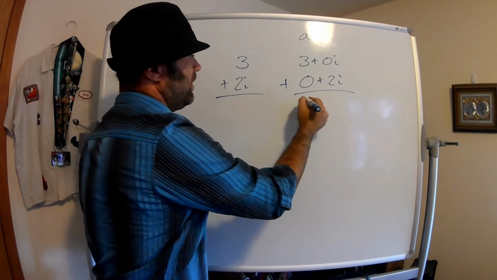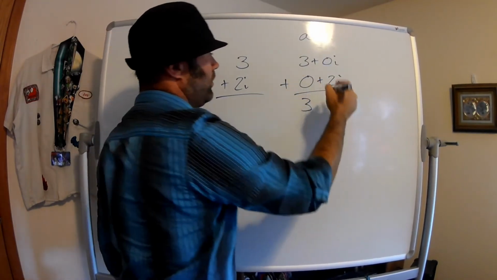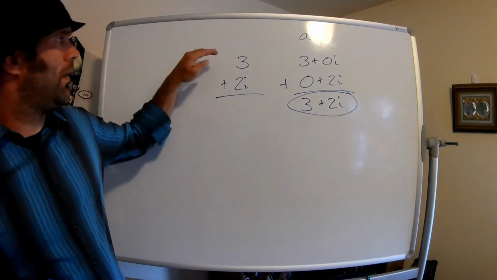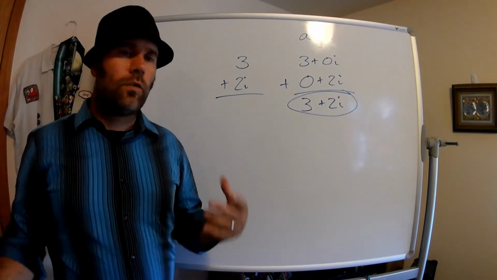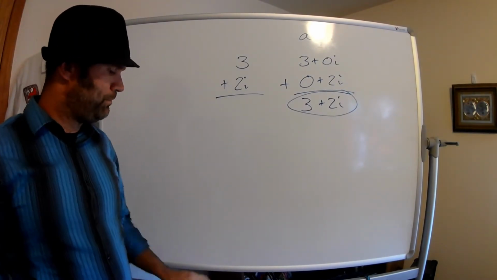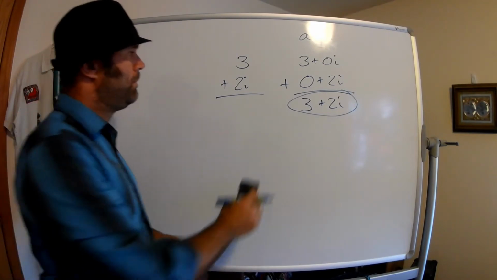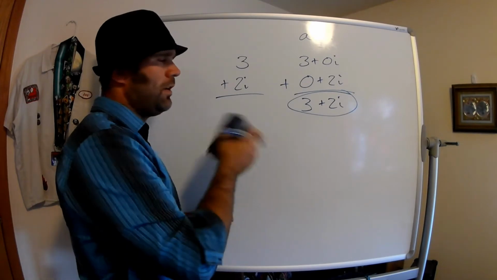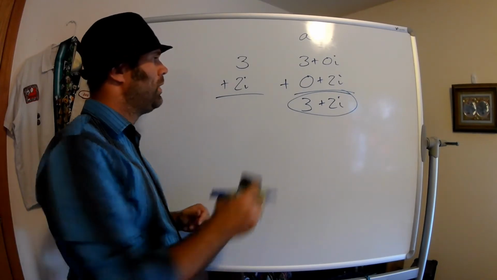3 plus 0 is 3, and 0 plus 2 is 2, and 3 plus 2i, well, that's what we started with. So no change. That is the number. Okay. Hopefully that's making sense.